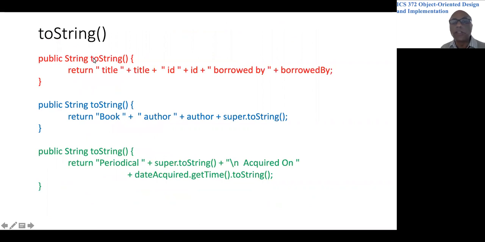The toString method of the superclass LoanableItem is here, and they are subclassed like this here. They're pretty easy things to see. The subclass Book adds the author field, and the Periodical class toString also attaches the date acquired.